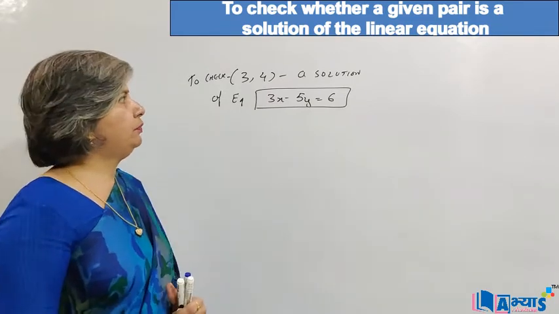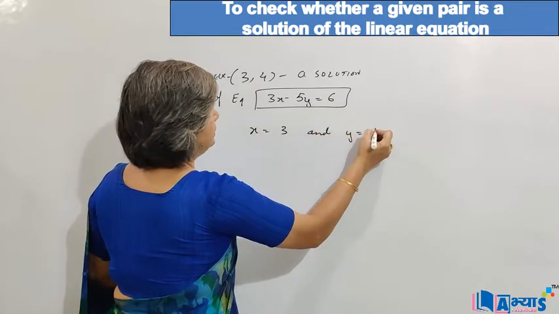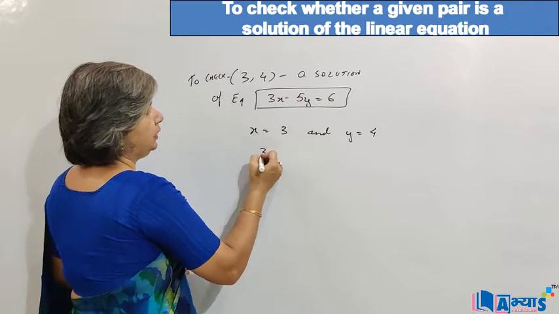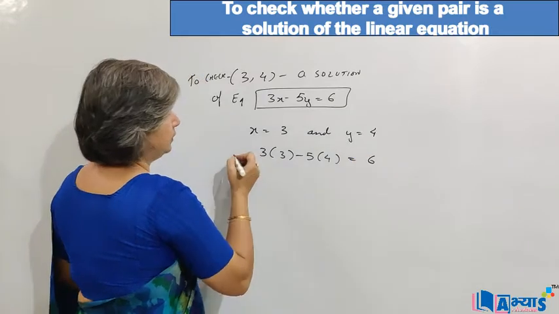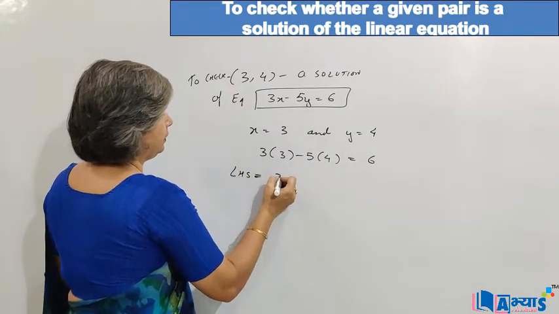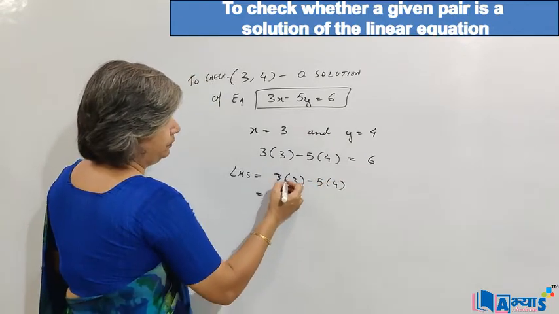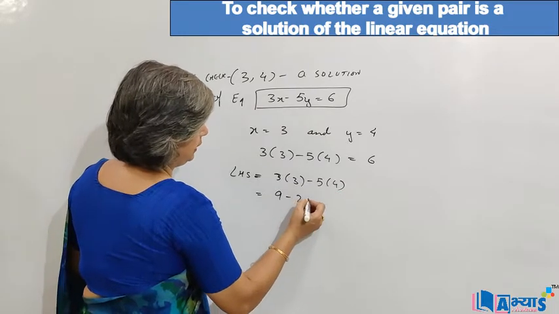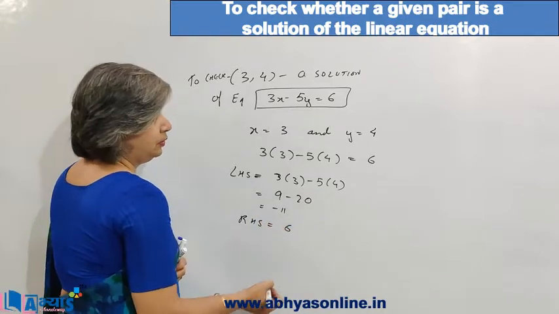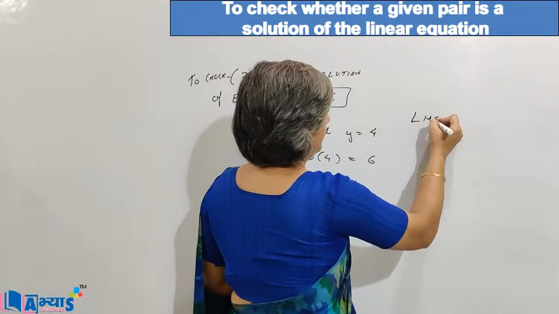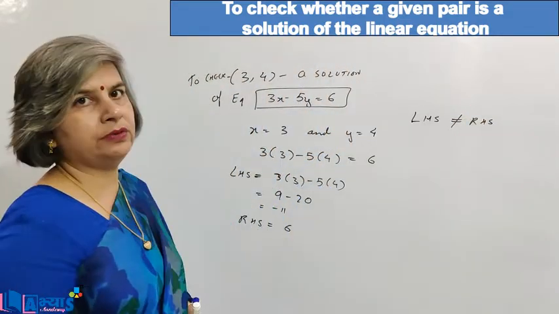For this, what we will do, we will substitute the value of x as 3 and y as 4 in the equation. It will become 3 into 3 minus 5 into 4, and now the left hand side will be equal to 3 into 3 minus 5 into 4. It will be equal to 9 minus 5 into 4 is 20. So it will be minus 11, and the right hand side has been given to us as 6. Now we see that the left hand side is not equal to the right hand side. So we can say it is not a solution of this equation.